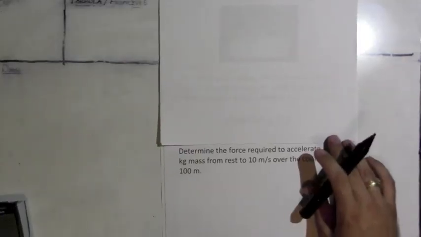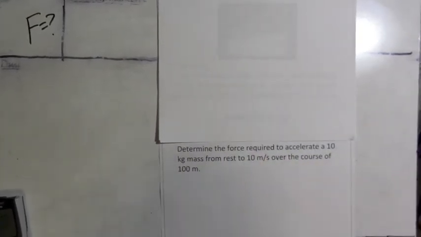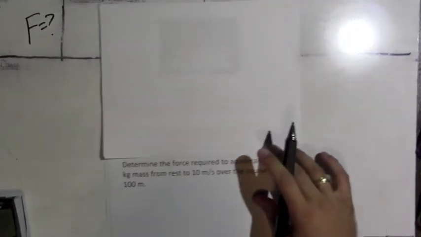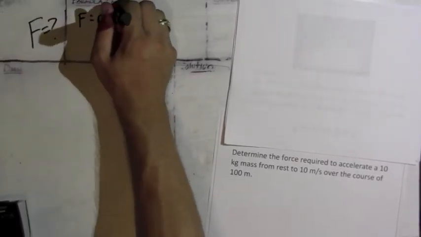Alright, this question says determine the force, so we know we're looking for F, that is required to accelerate a 10 kilogram mass from rest to 10 meters per second over the course of 100 meters. Now, we actually did some very similar questions to this when we were talking about dynamics. So you can actually solve this multiple ways. You can say, okay, well, I've got F and I've got M, and I can solve for A, and once I have A, I've got Vi, I've got Vf, and I can figure it out from there.